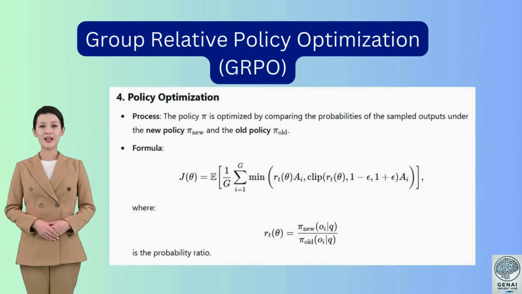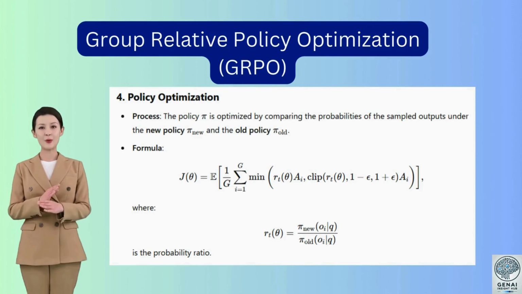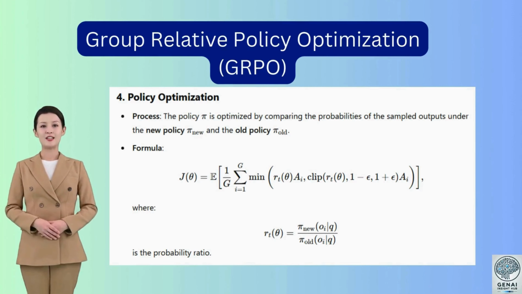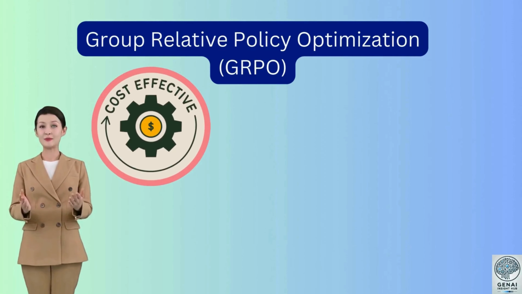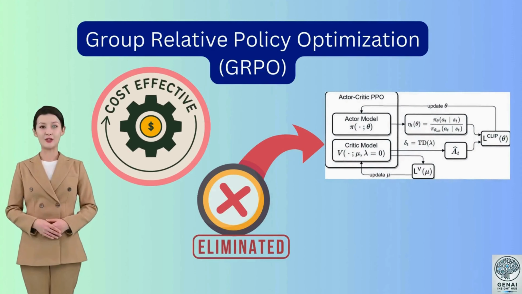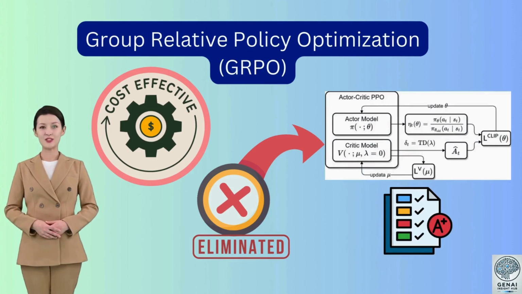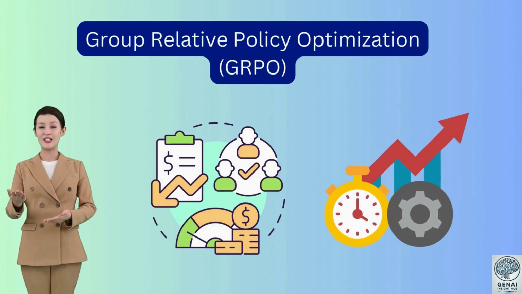Optimization. The policy is optimized by comparing the probabilities of sampled outputs under the new and old policies. A clipping mechanism ensures stable training by preventing extreme updates. Cost efficiency. By eliminating the need for a separate critic model and leveraging group scores for optimization, GRPO significantly reduces computational requirements while maintaining performance.